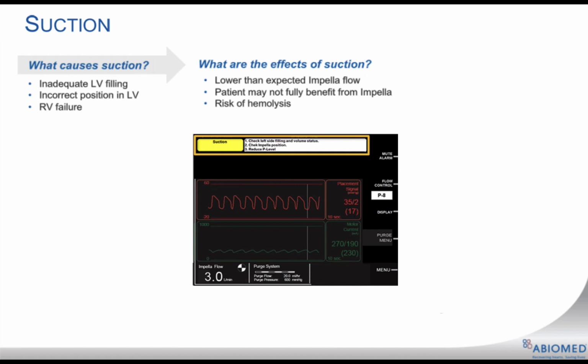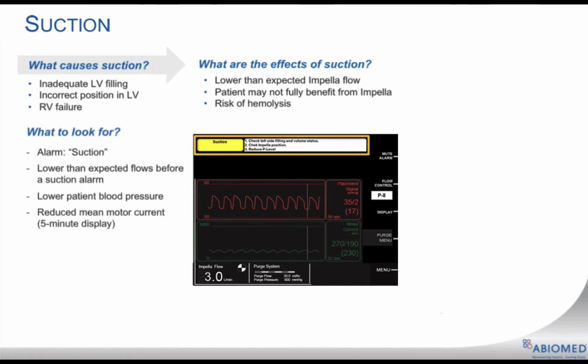The information on the placement screen can also be used to detect suction. To watch for signs of suction, monitor position alarms and note lower than expected flows for a given flow rate. The 5-minute timescale display may show reduced mean motor current. In addition, the patient's blood pressure may be lower due to the reduction in Impella output.